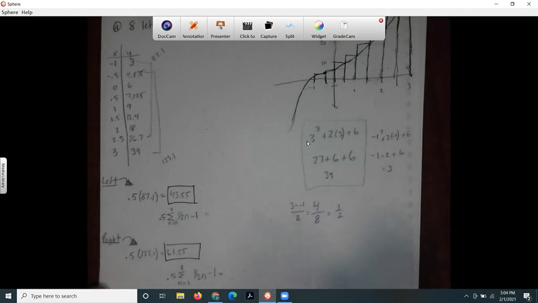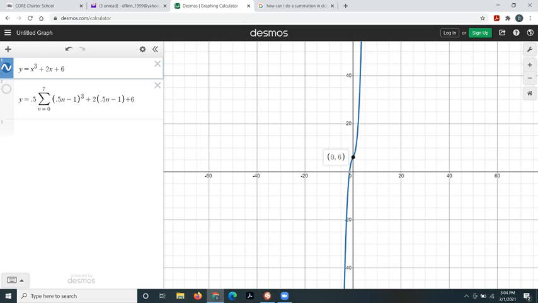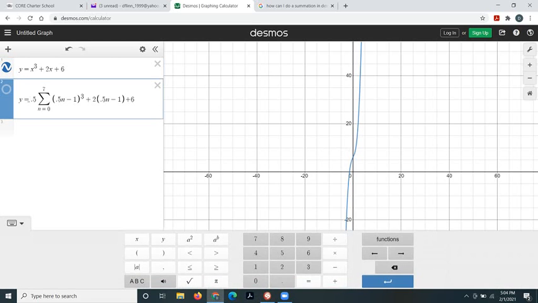And again, if you want to go to your Desmos, you can try to figure out how to make this thing work. I'm going to take that y equals off. I had it almost working. See, sometimes, see how it's like that? That's not exactly what I'm looking for, but I think if you type it all correctly in there, it'll sum stuff up for you.